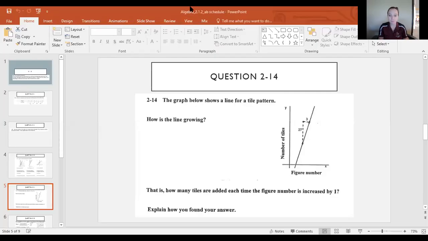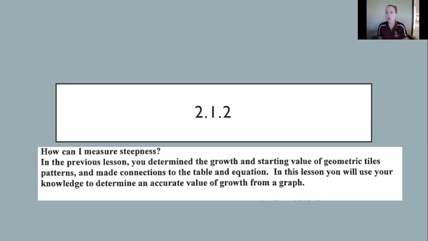So what we're going to be looking at today is we're going to continue on our exploration of linear. And again, we're in chapter 2, which is all about lines. Today the question that I want you to keep in the back of your mind is, how can I measure steepness? How steep is a line? With the tile patterns that you watched earlier, you looked at what is the growth, meaning how are you adding tiles each time? And then what was figure 0, meaning what was the starting value? So we're going to expand on that idea of growth and starting point.